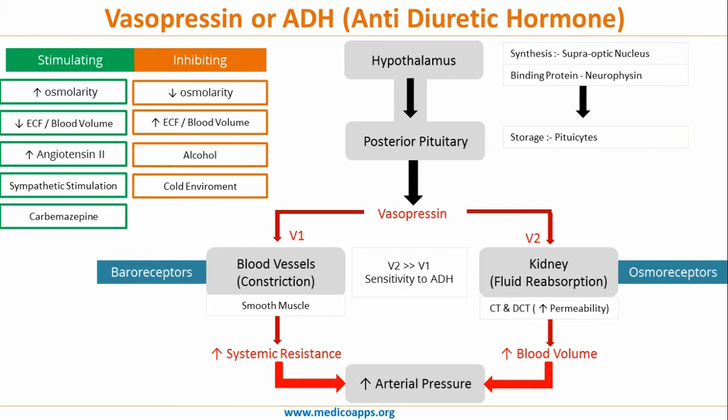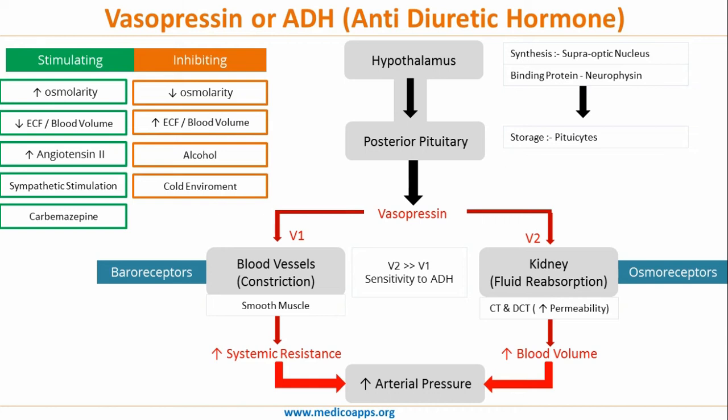So once again, the production happens in the hypothalamus, specifically in the supraoptic nucleus. From there, with the help of the binding protein neurophysin, it is moved and stored in the posterior pituitary, especially in the pituitocytes. From there, it is released into the circulation to the V1 and V2 receptors. V2 receptors are much more sensitive to ADH. At the V2 receptor, there is fluid reabsorption, especially at the collecting tubule and distal convoluted tubule, which leads to increased volume. At V1, there is smooth muscle and blood vessel constriction, leading to an increase in systemic resistance, leading to increased arterial pressure.